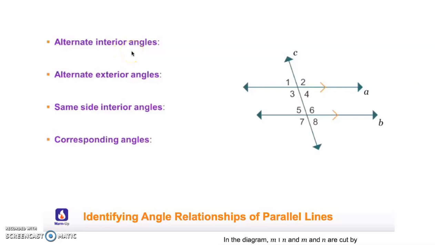I'm just going to mark all my alternate interior angles. Whoops, that's not alternate interior. Alternate interior, 3 and 6 are alternate interior, and 4 and 5 are alternate interior. So 3 and 6 are congruent, and 4 and 5 are congruent.